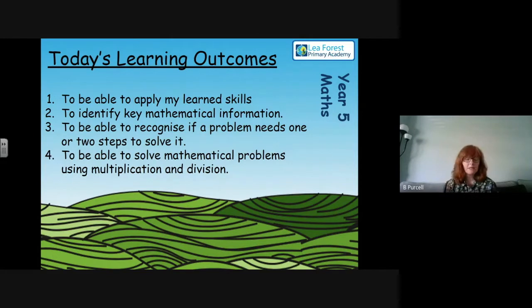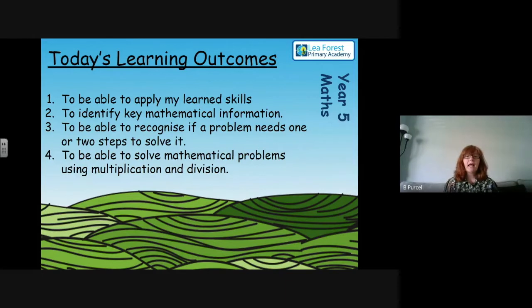Identify key mathematical information, because sometimes word problems can have quite a lot of words, and you struggle to find what's that key. So it's about learning how to pull out that key information, how to look for it, what clues there are, and how to recognise what maths calculation you need to carry out.